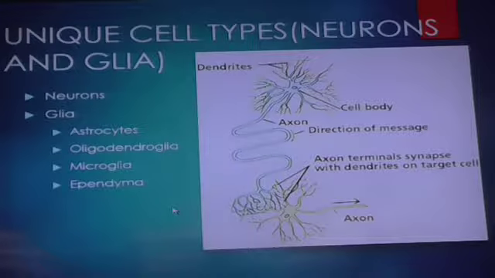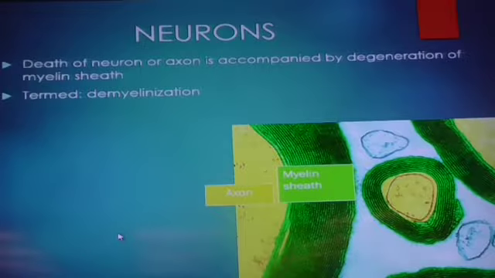And where do ependymal cells exist? Where do they lie? The ventricles. Ventricles, right? Yes, behind the ventricles. So when neurons undergo death or necrosis, it's often accompanied by degeneration of the myelin sheath. So when we look at demyelinization, we have the loss.